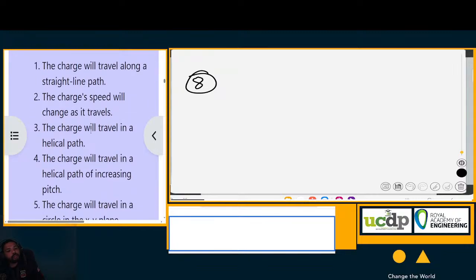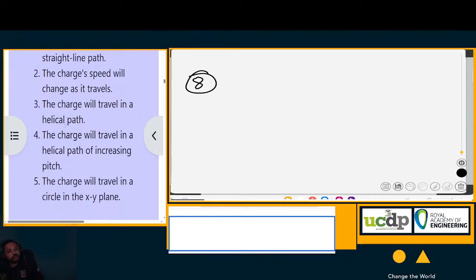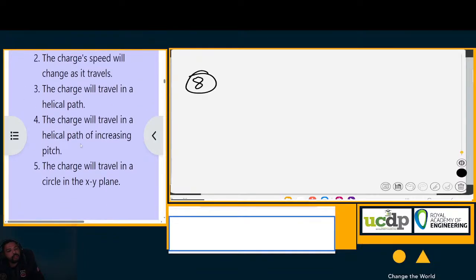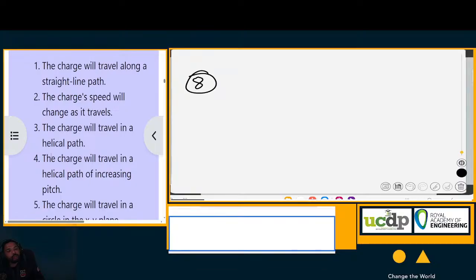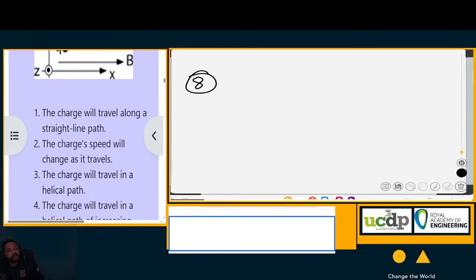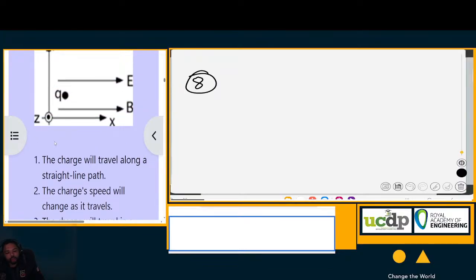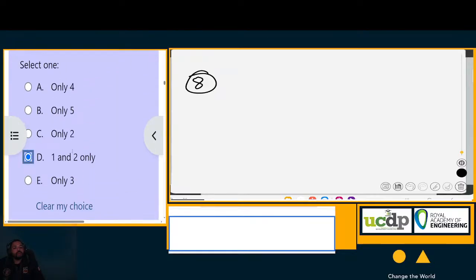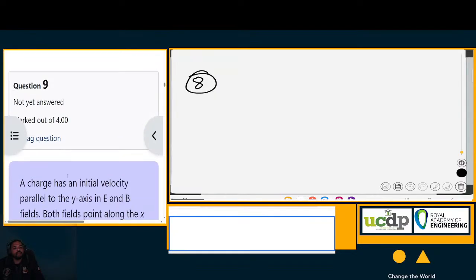The charge will travel in a helical path. That is not true. The charge will travel in a helical path of increasing pitch. Not true. The charge will travel in a circle. Not true, because for all of them, the magnetic field will not have an effect. So only 1 and 2 would be true. Let me select 1 and 2 only.